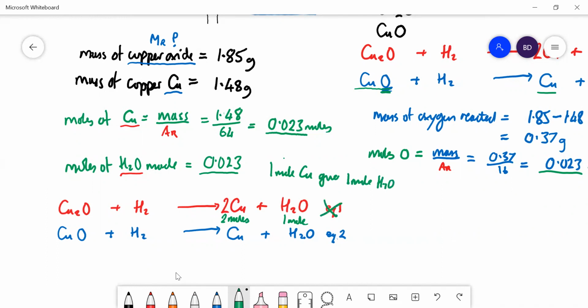So let's just check if it's equation 2. It should be, yes it is, because look, for every 1 mole of copper, you should get 1 mole of water, and we do get that. So that is the correct equation, and that means we must have started off with copper 2 oxide and not copper 1 oxide.